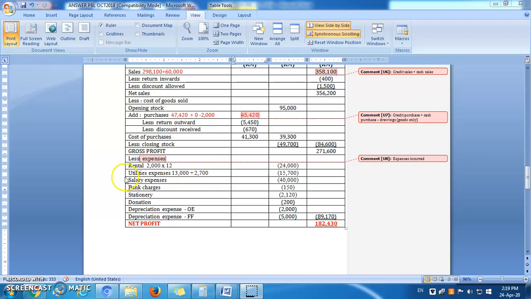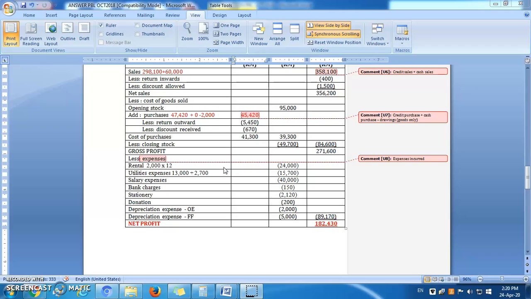Next one is minus expenses. Again, I repeat, expenses here are expenses incurred, not expenses paid, because our SOPL is prepared based on accrual basis. So we need to record all expenses between 1st January until 31st December 2018, regardless whether they have been paid or not yet paid.